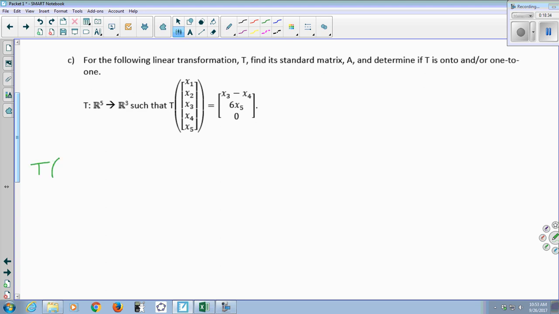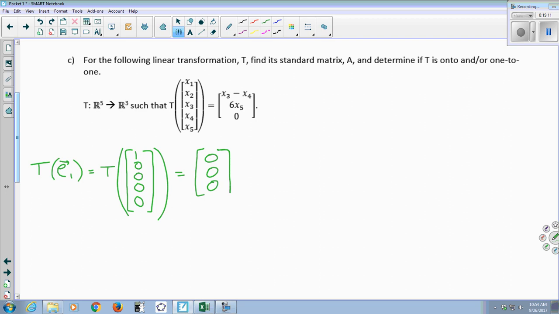So I'm going to do T of e1. e1 is a vector. It's the first column of the identity matrix in R5. So that means T of (1, 0, 0, 0, 0). I'm just going to follow the rule. They said T of any 5-entry vector is a 3-entry vector where the first entry is x3 minus x4. So in this case, that would be 0 minus 0. The middle entry is 6 times x5, that's 6 times 0, and the third entry is 0. So T of e1 is just (0, 0, 0).